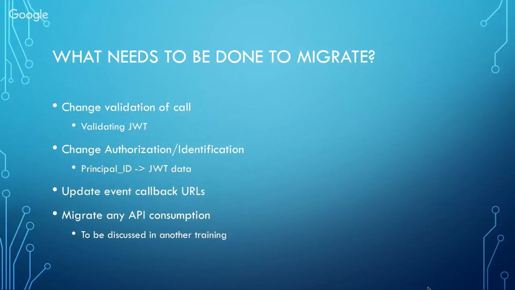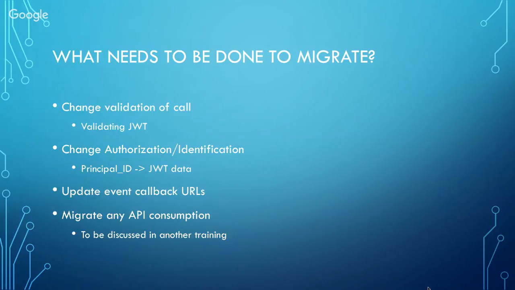To sum it all up real quick, there are a couple of basic things that need to be done for your producer to be able to accept calls through WSO2. You need to change the validation of the call from validating the principal ID, the OCT, or all of those headers, to validating the JWT. Alongside that, change how you're authorizing, from using the principal ID or whatever other header you were using, to pulling that data out of the JWT itself.